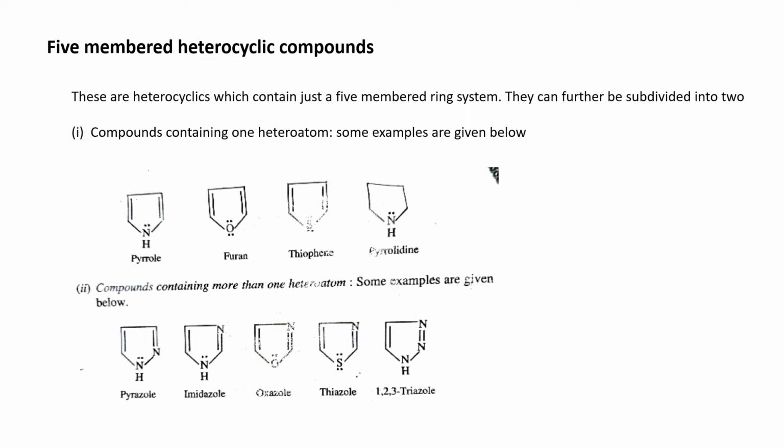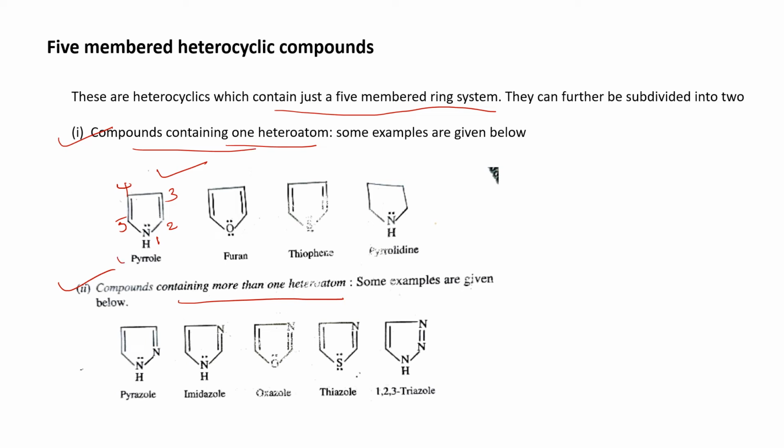That is, the heterocycles which contain just a 5-membered ring. This is an example which contains a 5-membered ring. This is 1, 2, 3, 4, 5. That is just a 5-membered ring. These 5-membered heterocyclic compounds are again classified into two. That is, compounds containing one heteroatom, and the second one is compounds containing more than one heteroatom. The first one is compounds containing one heteroatom.